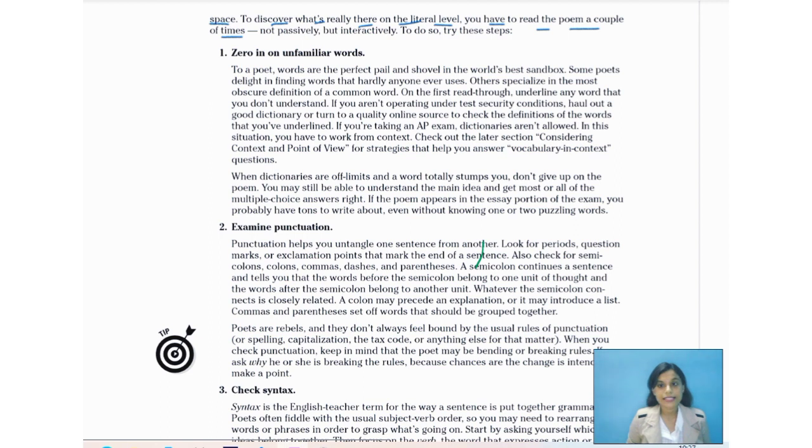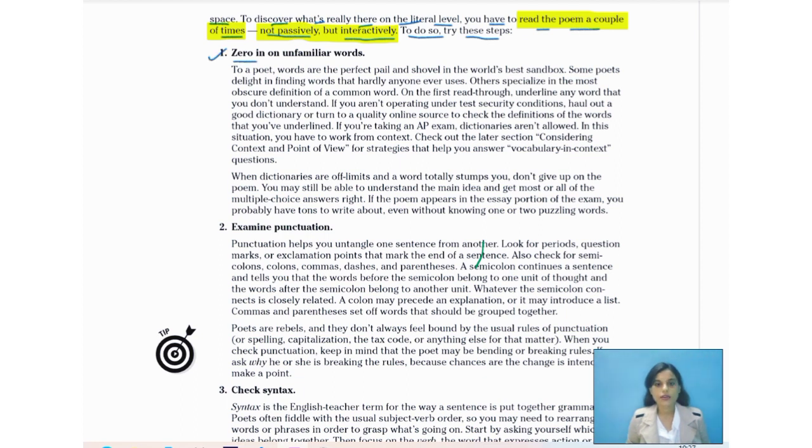So, what did I say? You should be reading the poem a couple of times, not passively, but interactively. Now, what does this mean? This means that you are not going to just blatantly read it, you should be interactive while reading it. So to do so, you need to follow these steps.